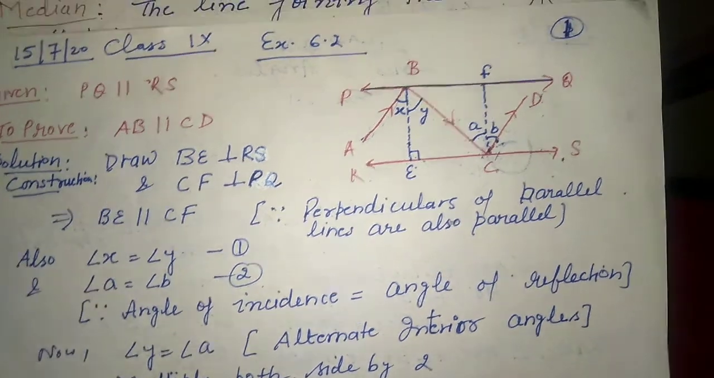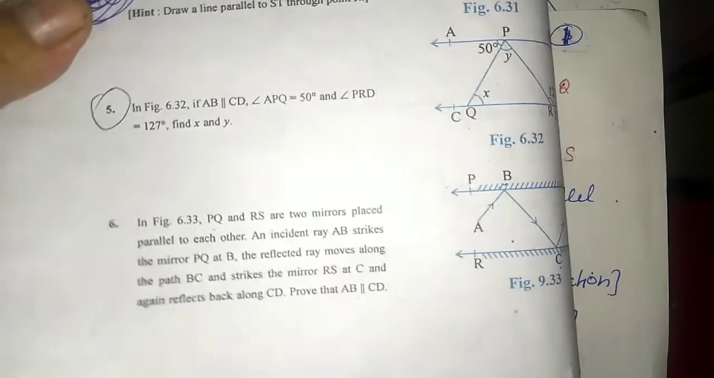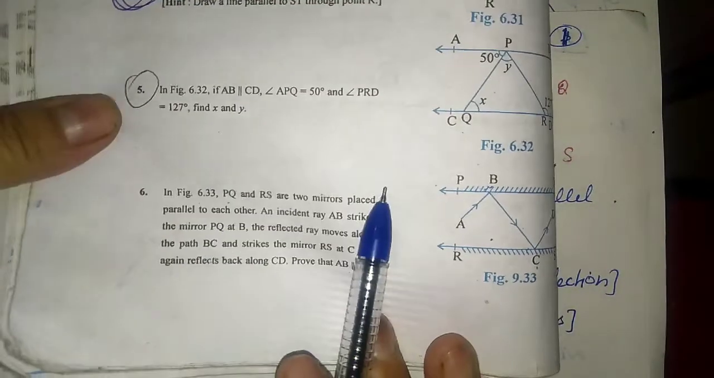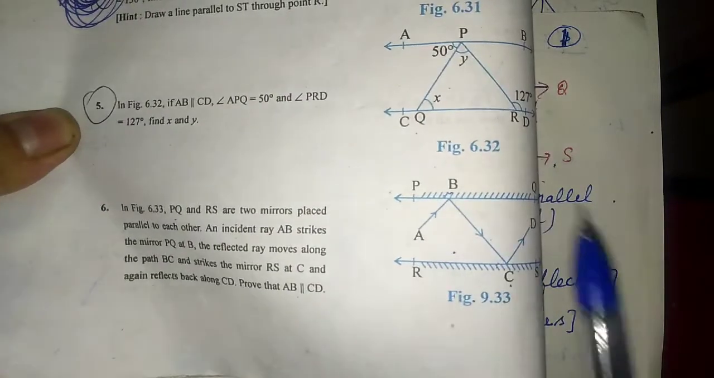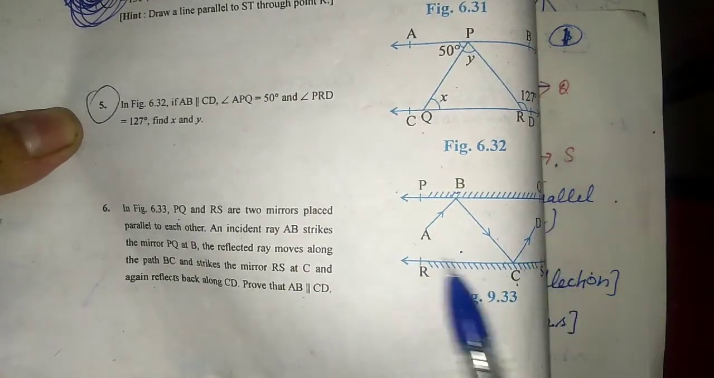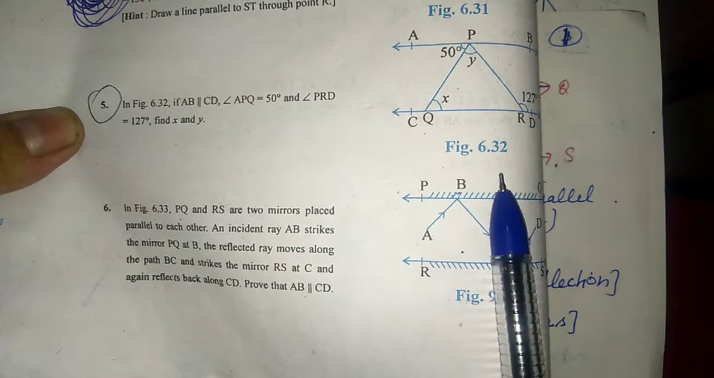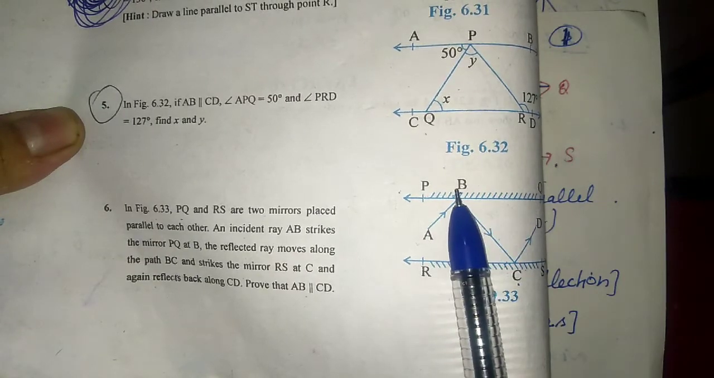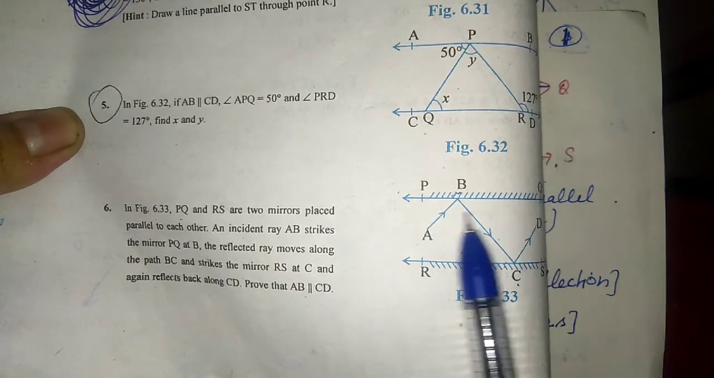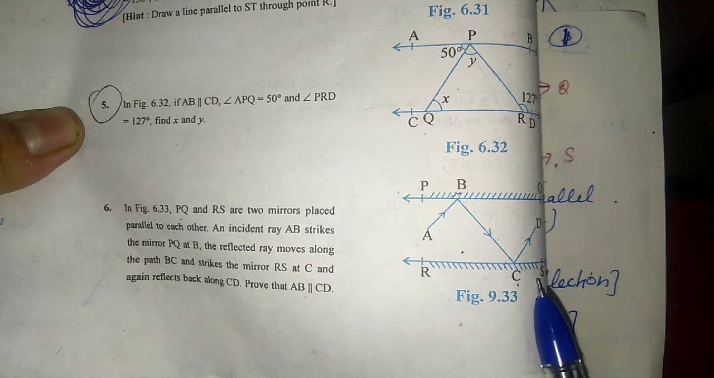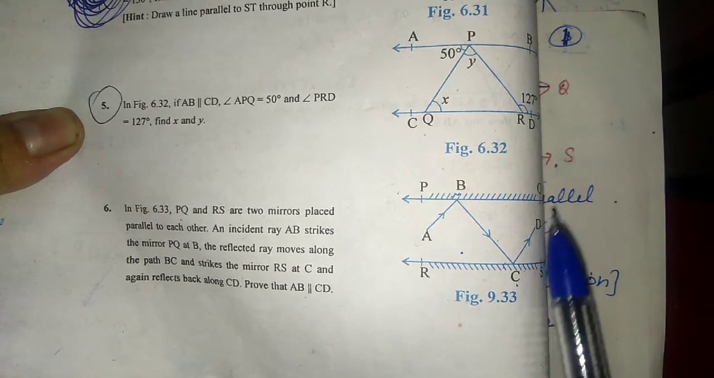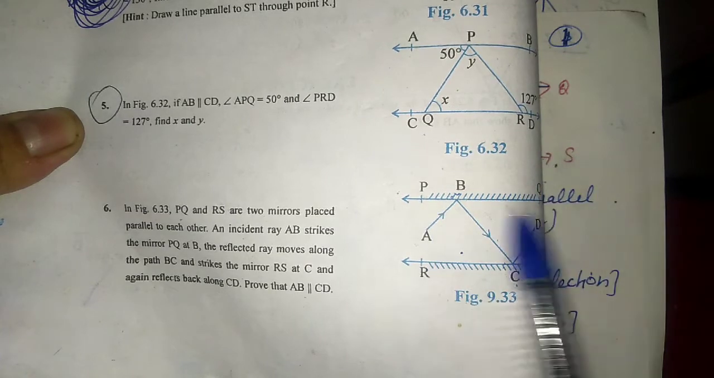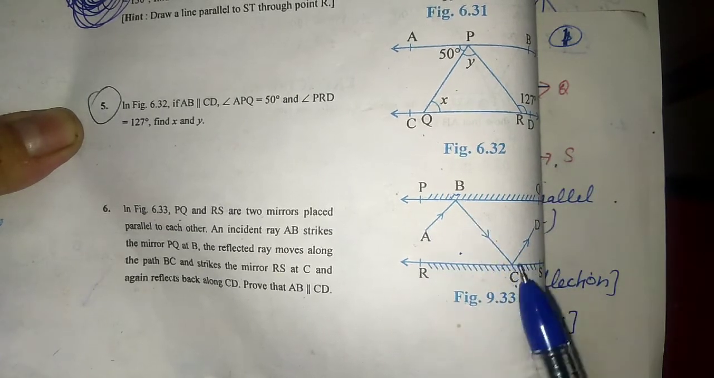The sixth problem is there. The question number 6 is there. Here is PQ. PQ and RS are two mirrors placed parallel to each other. An incident ray AB strikes at point B of mirror PQ and the reflected ray moves along the path BC, strikes the mirror RS at point C and again reflects back along CD. Then prove that AB is parallel to CD.